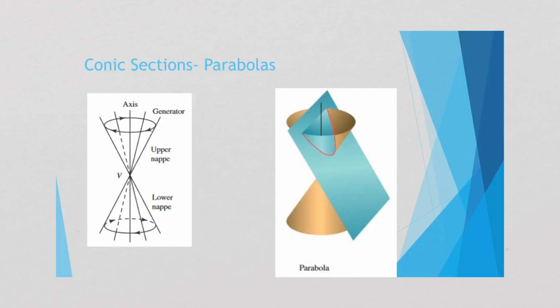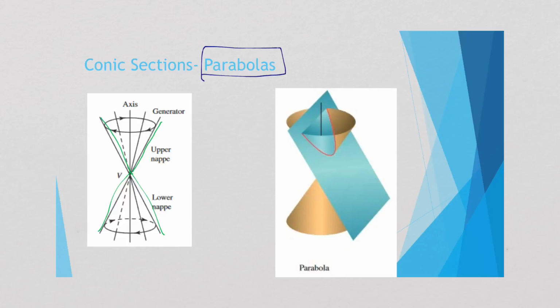Chapter 8 is all about conic sections, and conic sections are formed when you have two nappes or cones, which form the upper nappe, which is this cone, and the lower nappe, which is the bottom one. When I take a cross section of this, depending on where I take that cross section, I can end up with a couple of different kinds of conics. The one we are going to talk about is the parabola.